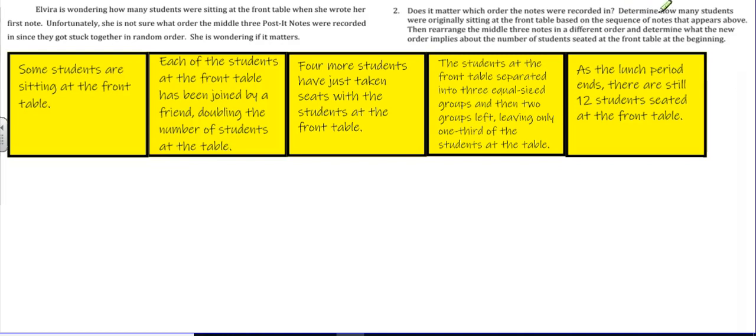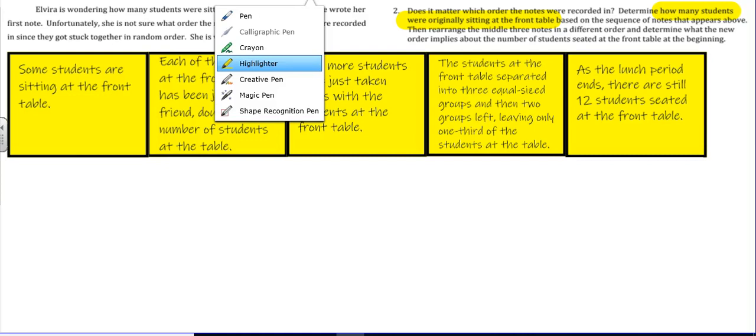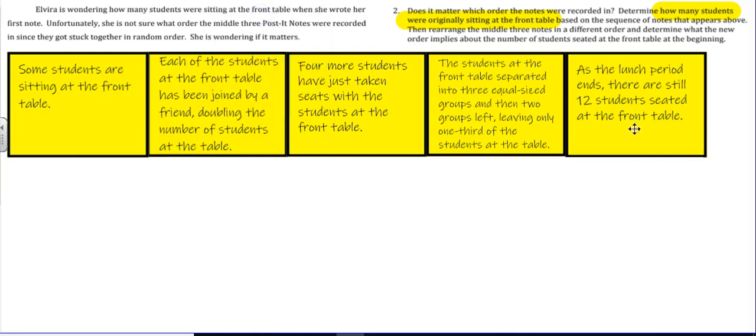We need to determine how many students were originally sitting at the front table. I want to approach this problem first with a diagram, and then the video will take you through how you could set up an equation. But let's just start with a diagram to make sure we really understand what this problem is asking and how to model it. We start at the end because this is the only place where we know exactly how many students were sitting at the table. So let's start with a diagram.